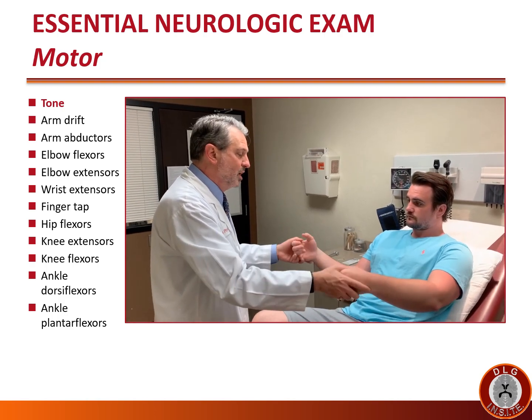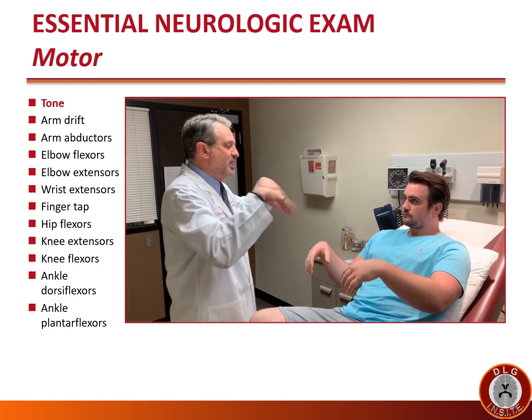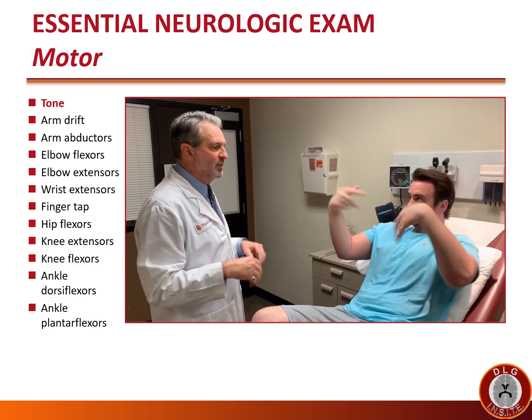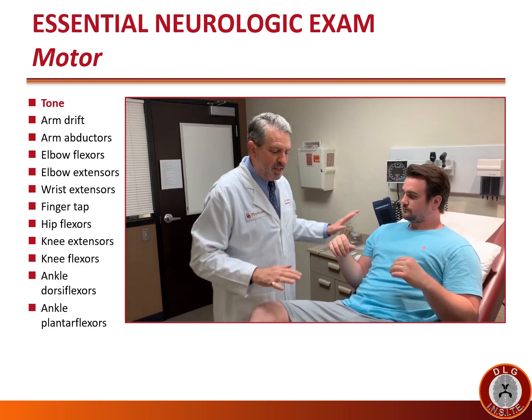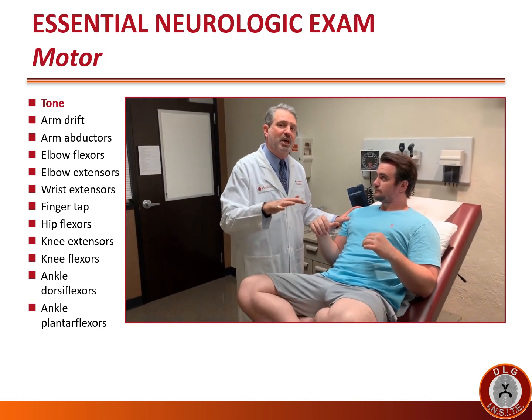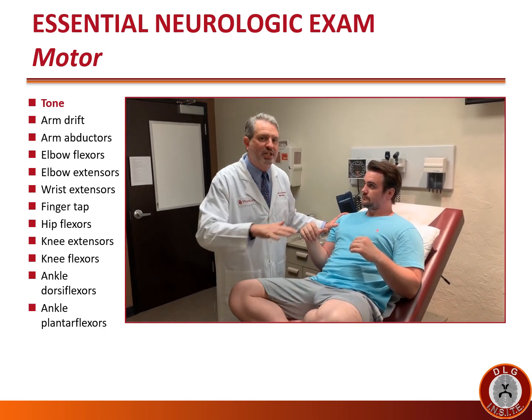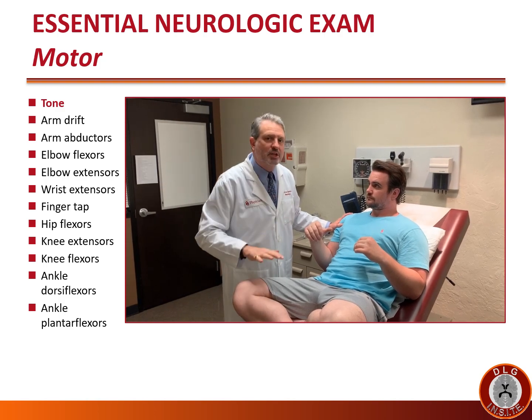He has normal tone. Another way to do the upper extremities is to shake your fingers real fast, like shaking the rings off. And you can see there's an equal speed to the shaking. That's the upper extremities. Now, the entire neurologic exam can be done seated or lying down. It doesn't matter, except for one thing, tone in the legs.